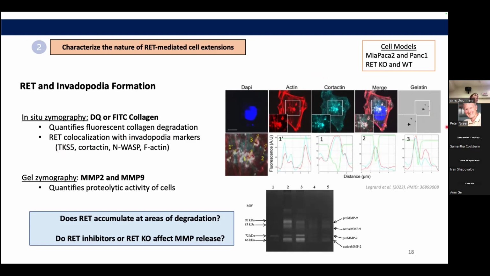We can also supplement this with gel zymography looking at MMP 2 and 9, which are important for invadopodia maturation, and quantify the proteolytic activity of these cells. So we can ask the question, does RET accumulate at areas of degradation or with other invadopodia markers? And does RET inhibition and knockout affect MMP release and degradation of these matrices?